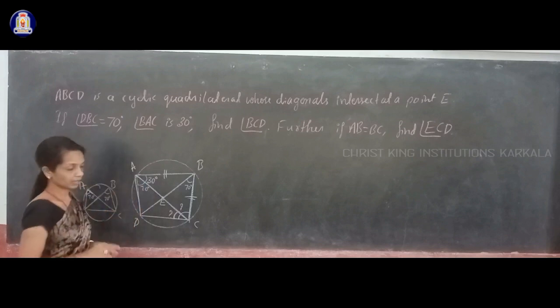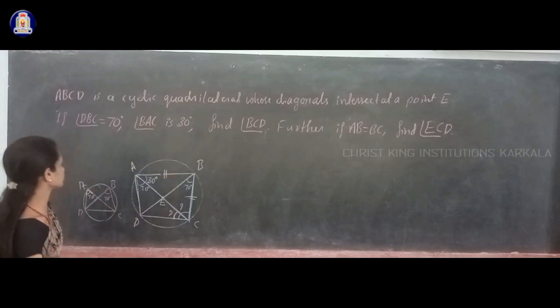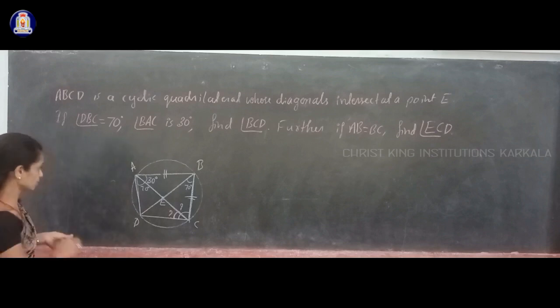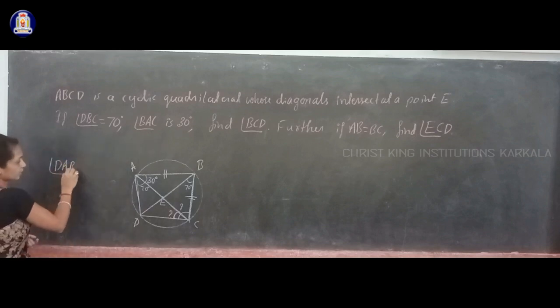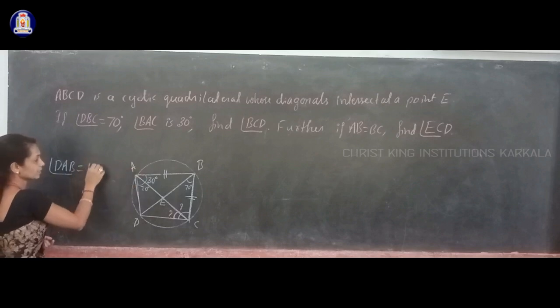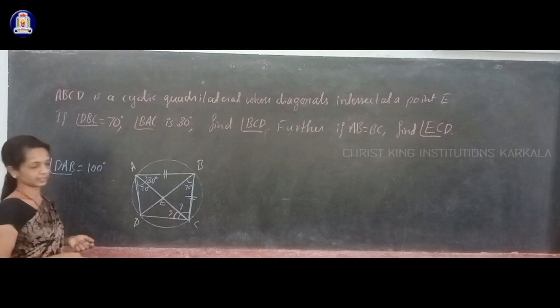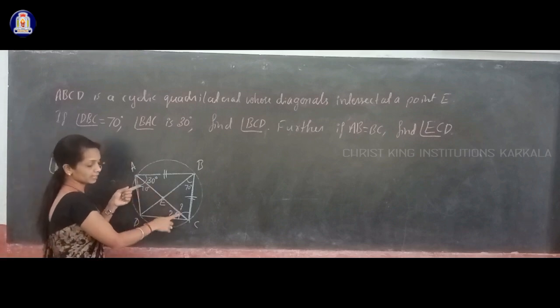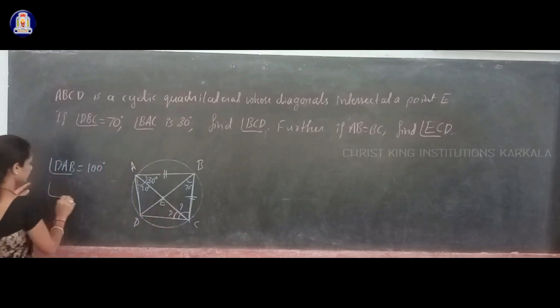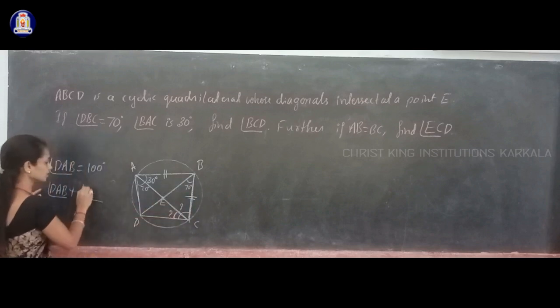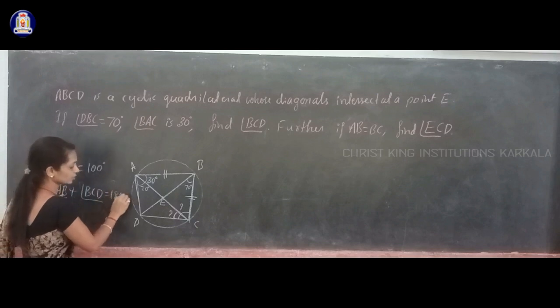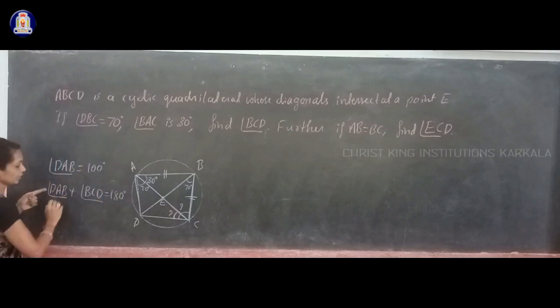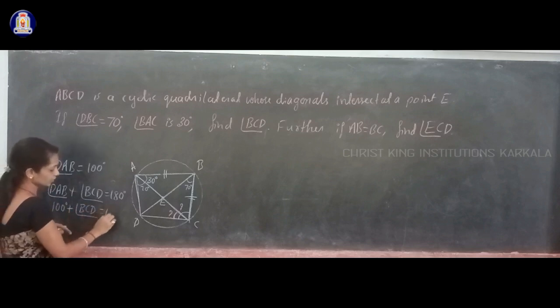So now angle DAB. Full angle DAB is the total of these 30 plus 70, that is 100 degree. And we know that in a cyclic quadrilateral opposite angles are supplementary, that is, the sum of opposite angles is 180 degree. So angle DAB plus angle BCD is equal to 180 degree. But DAB is 100 degree, plus angle BCD is equal to 180 degree.